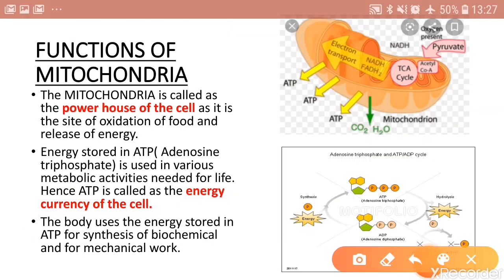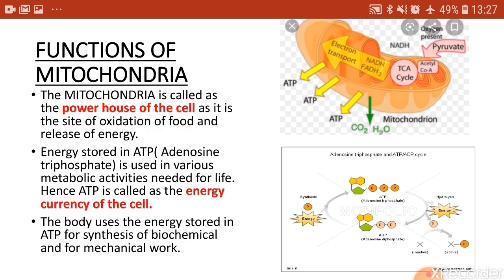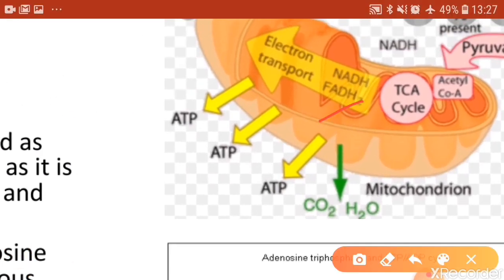Now learn about the functions of mitochondria. The first and most important function of mitochondria is that it is a site of oxidation of food and release of energy. Because of this function, it's called the powerhouse of the cell. Inside the matrix of the mitochondria, the food is completely oxidized. It is burned, and during the process, energy is released.